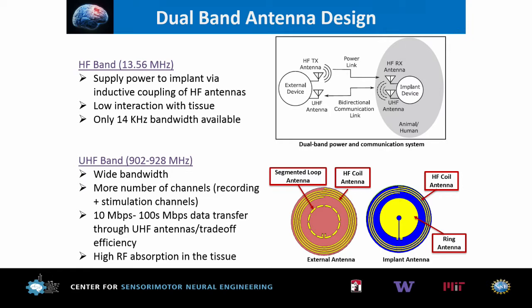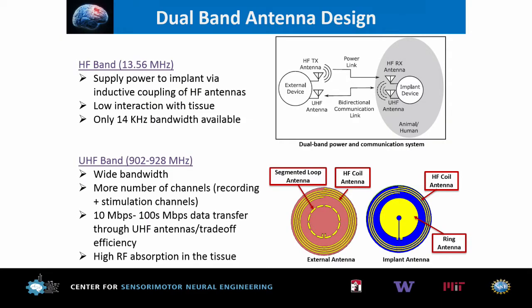Now the question is, why are we using 2 frequency bands? Why not a single frequency band and make the implant simpler? It's because the HF band has a limited bandwidth, which is 14 kilohertz, and it cannot support a high data rate. While the UHF band has a wide bandwidth, and for recording and stimulation, we need more channels and a high data rate. But the trade-off is higher RF absorption in the tissue as compared to the HF band. So by designing a dual band antenna system, we can efficiently transmit power as well as communicate data at a high data rate.